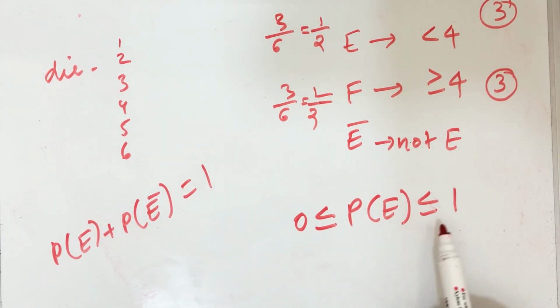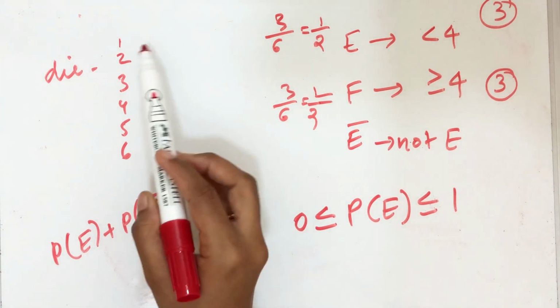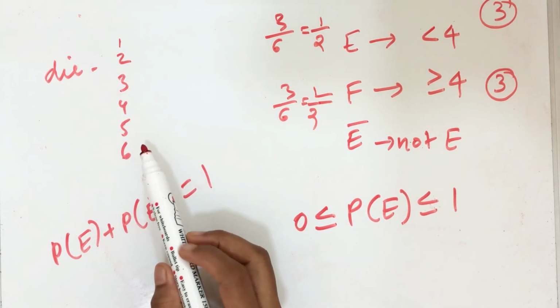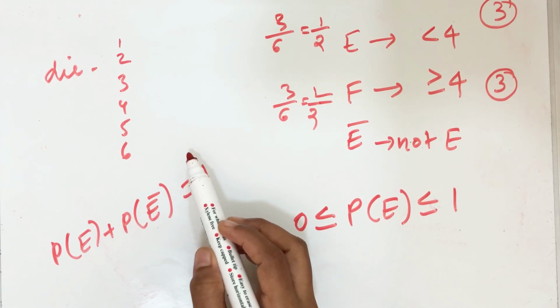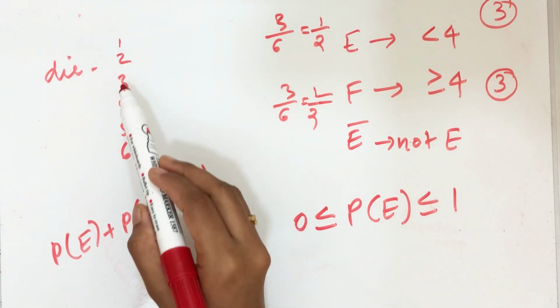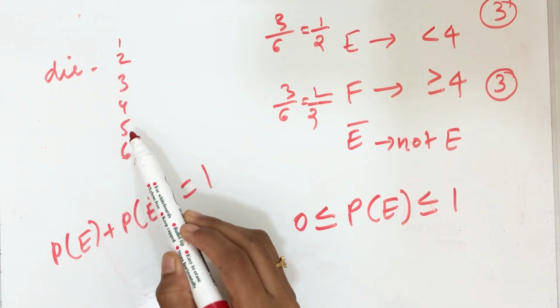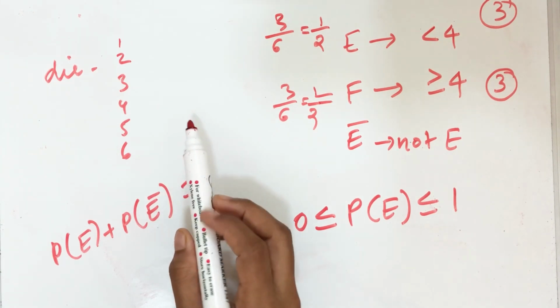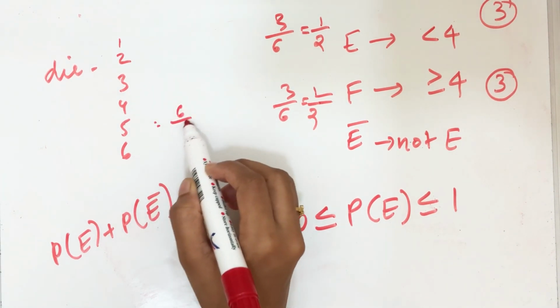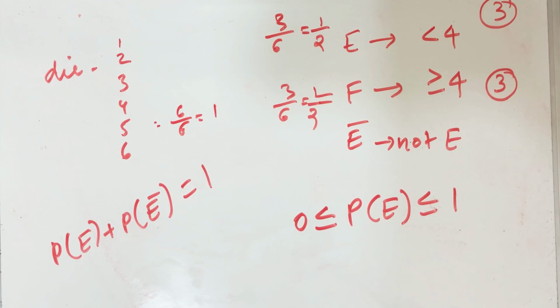And if the probability is equal to 1, we can say the event is a sure event or a certain event. For example, in the experiment of throwing a die, getting a number strictly less than 7. Here 1, 2, 3, 4, 5, 6, all numbers are strictly less than 7. So the probability is 6 by 6, which is equal to 1. So that is an impossible event and a sure event and also complement.